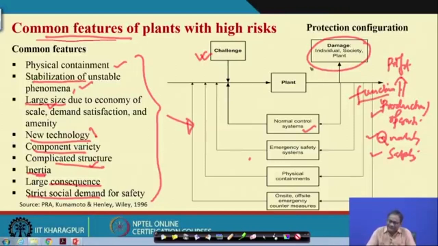So the system is designed to perform the normal function in such a manner that the desired production or the intended operations can be carried out. This is the minimum requirement for a plant to produce something, do some work. All those things come under the normal control system.